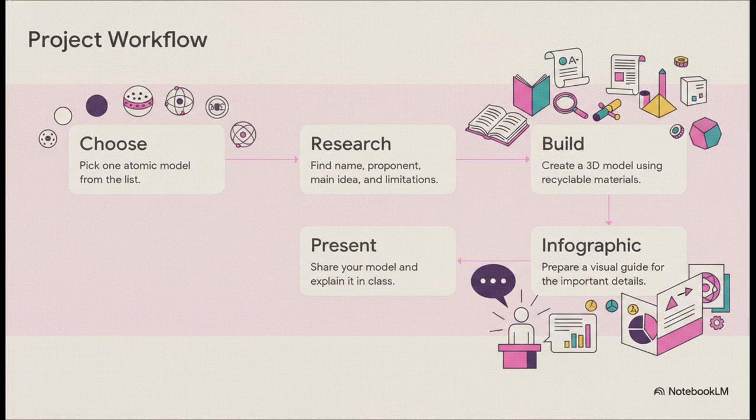So here is your 5-step workflow for the Atomic Model Project. First, you'll pick your proponent, deciding which era of history fascinates you the most. Second, you'll dive deep and really research their main ideas. Step 3, and this is the best part, engineering a physical 3D model. Then you'll put together a sharp visual infographic guide. And finally, you're going to confidently present your findings to your classmates.